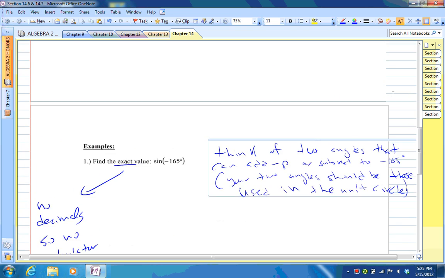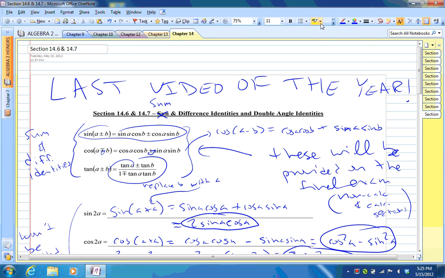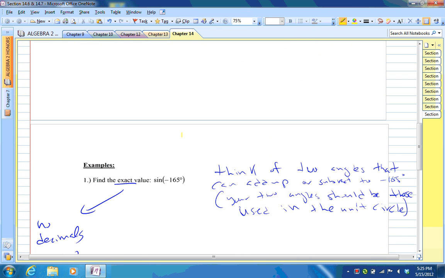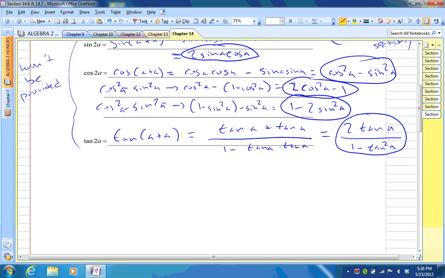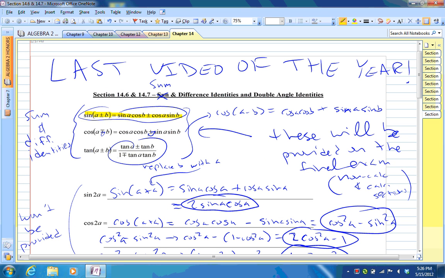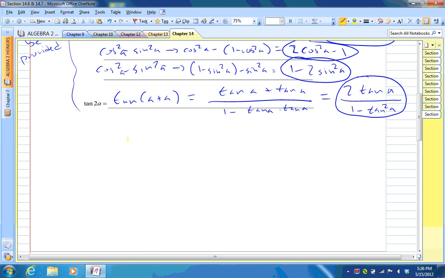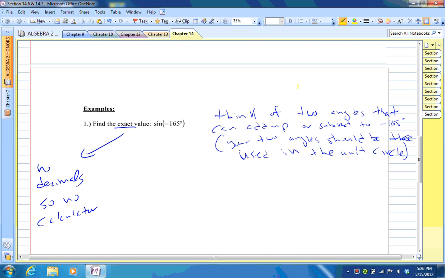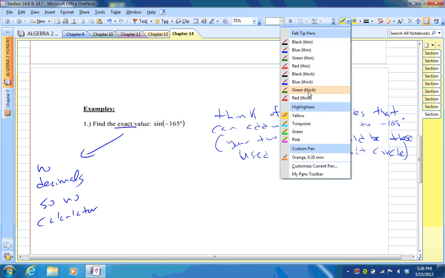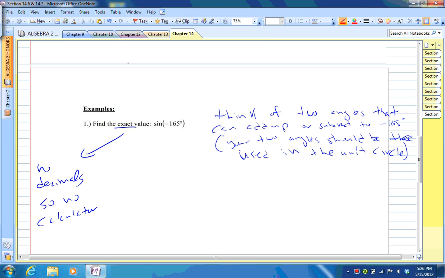Because if you think about it, we're going to want to utilize this formula to be able to work out example 1. So we want to find 2 angles to plug in for A and B so that I can use this formula. If you said negative 45 degrees plus negative 120 degrees, congratulations. That would work out just fine.